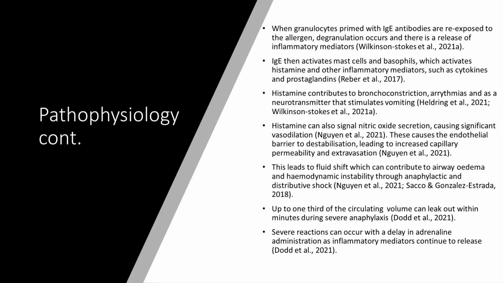Histamine is an important factor in this process as it contributes to bronchoconstriction, arrhythmia, and as a neurotransmitter stimulates vomiting. Significantly, it can also signal nitric oxide secretion. This causes excessive vasodilation. This vasodilation causes the endothelial barrier to destabilize, leading to increased capillary permeability and extravasation. The consequence of this is massive fluid shift, which can contribute to airway edema and hemodynamic instability, and ultimately anaphylactic shock.